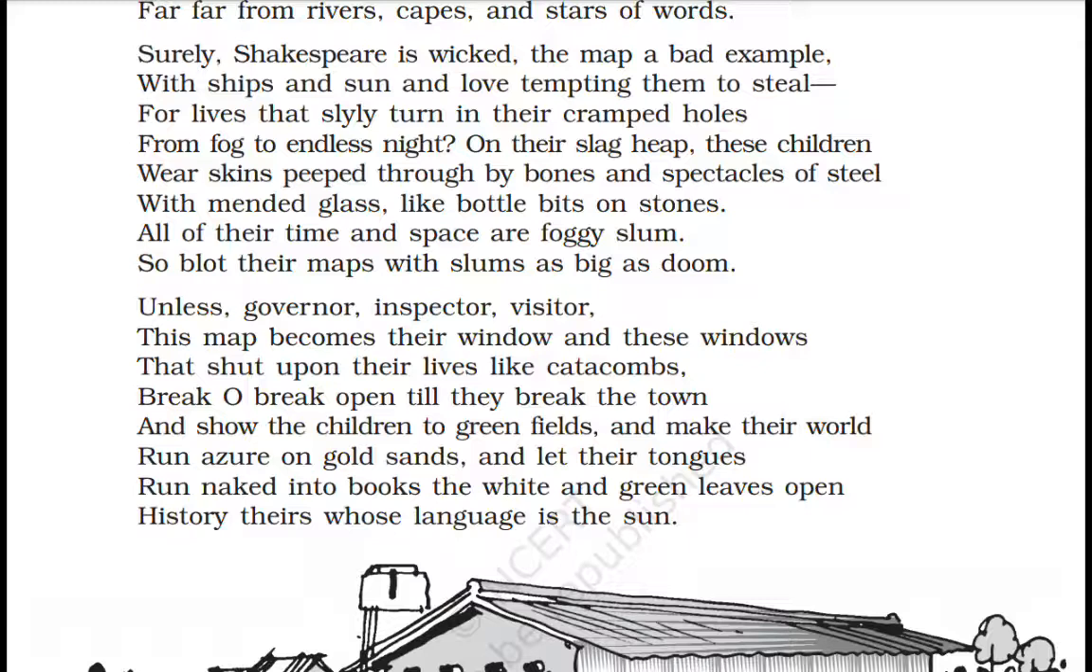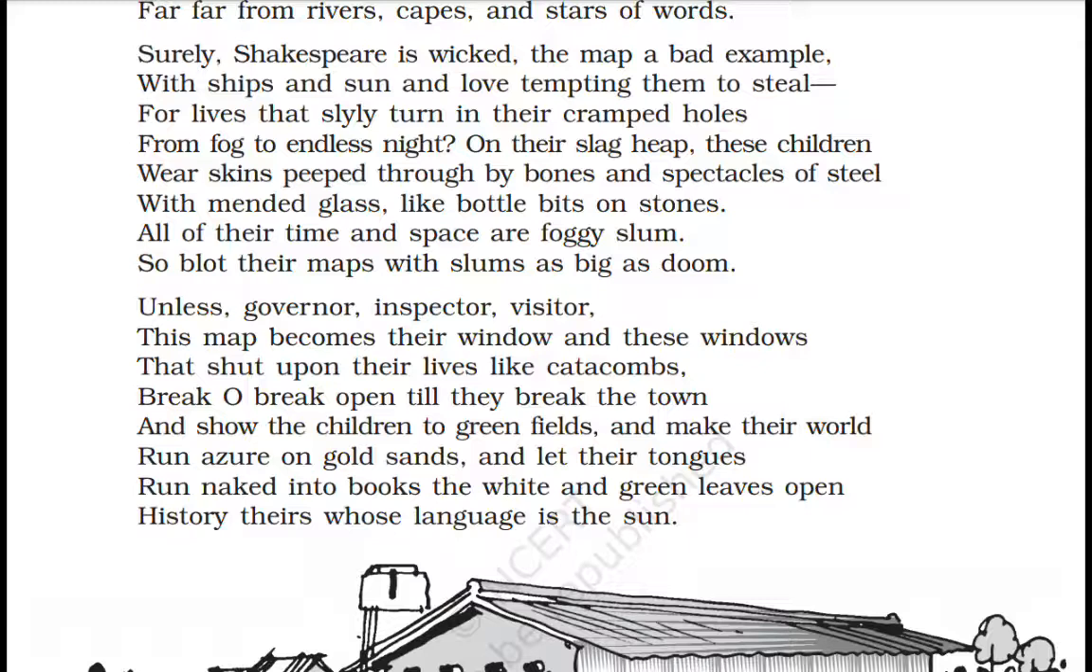And spectacles of steel with mended glass. The children who have blurred vision, who cannot see properly, wear spectacles which are made of steel, means they are very heavy, with mended glass. Even they cannot afford proper glasses. They might have been given spectacles by some rich person, which might not be of use to them.